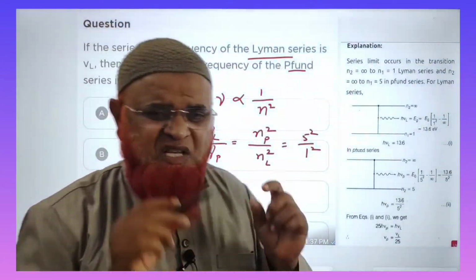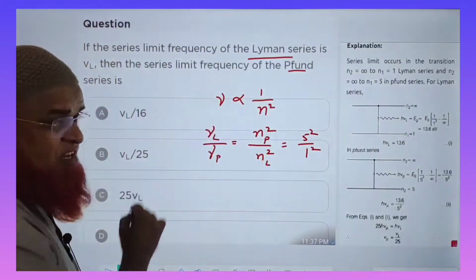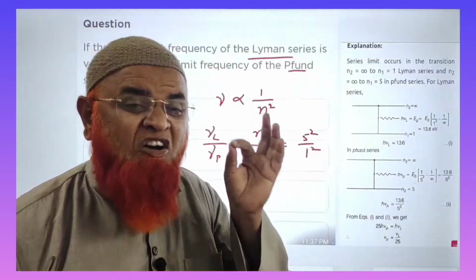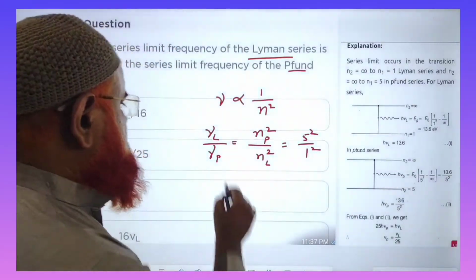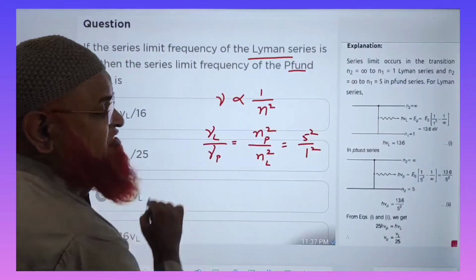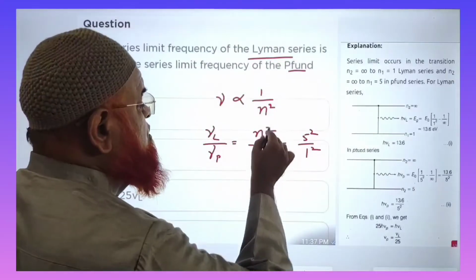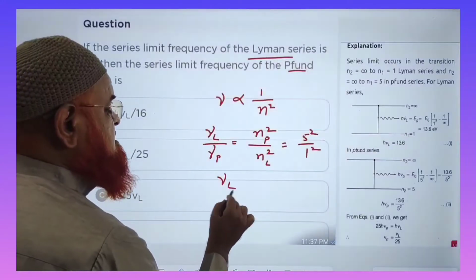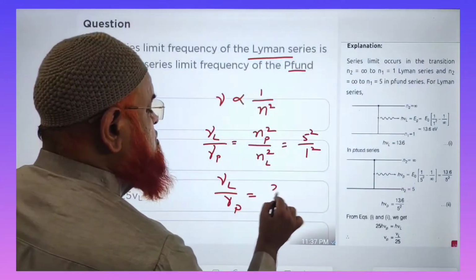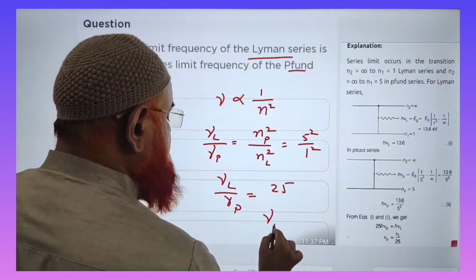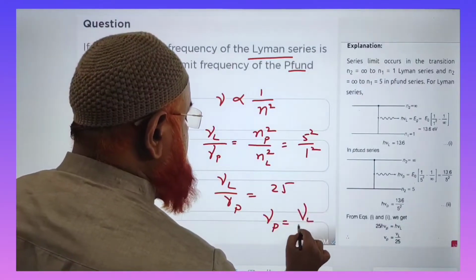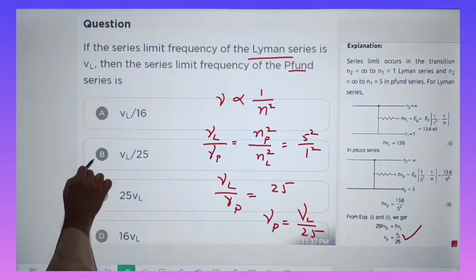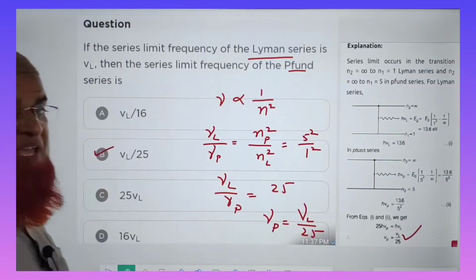You know the lengthy methods given in the books, but you should remember only one thing: frequency is inversely proportional to the square of the principal quantum number. So frequency of Lyman by frequency of Pfund series is equal to n_P squared by n_L squared, that is 5 squared by 1 squared, that is 25. Therefore, frequency of Pfund series is equal to frequency of Lyman by 25. So with this simple shortcut formula, you are getting B as the correct option.